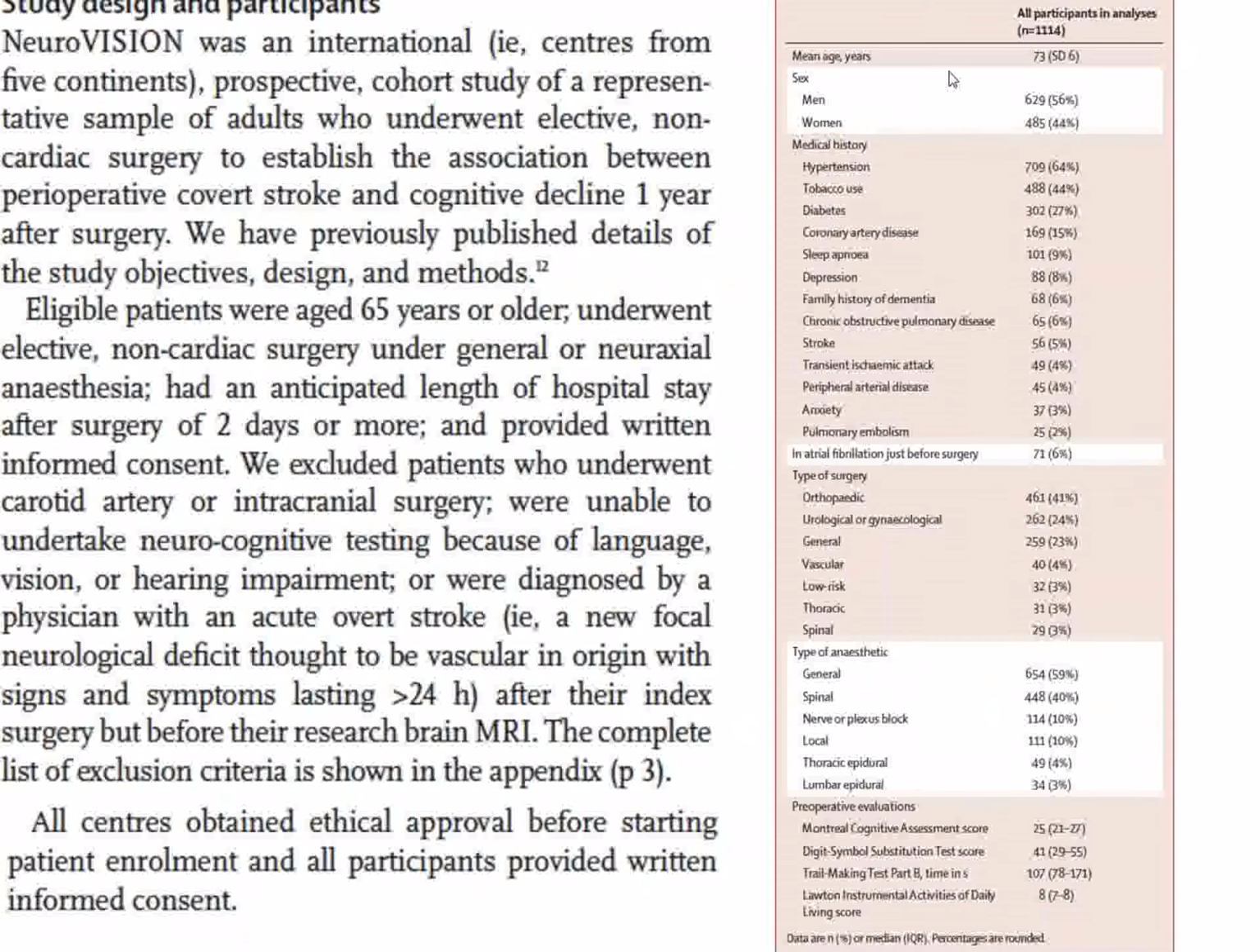So if we look at these patients, mean age 73 years, a little more than half were men, the rest were women, obviously. Previous episodes of hypertension, 64%. Tobacco use, not quite half. Diabetes, about a third. Coronary disease, 15%. So these are older patients that are old and sick. Now the types of operation: orthopedic operations, urological, general surgery, vascular surgery, and then also some patients that had relatively low risk operations were also represented.